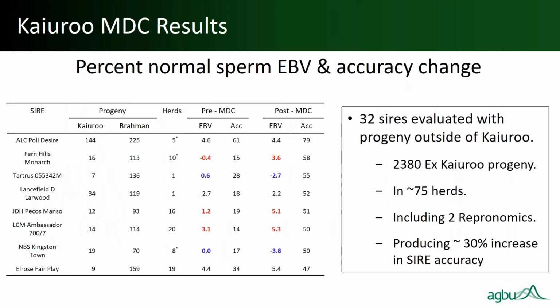So if we just park this off to the side, a quick summary of this project. There were 32 sires evaluated with progeny outside of Kairu. All up, there were progeny of sires evaluated outside of the herd, almost 25,000 progeny in 75 herds, including 2 of our Repronomics herds. And on average, that drove an accuracy increase of around 30%.